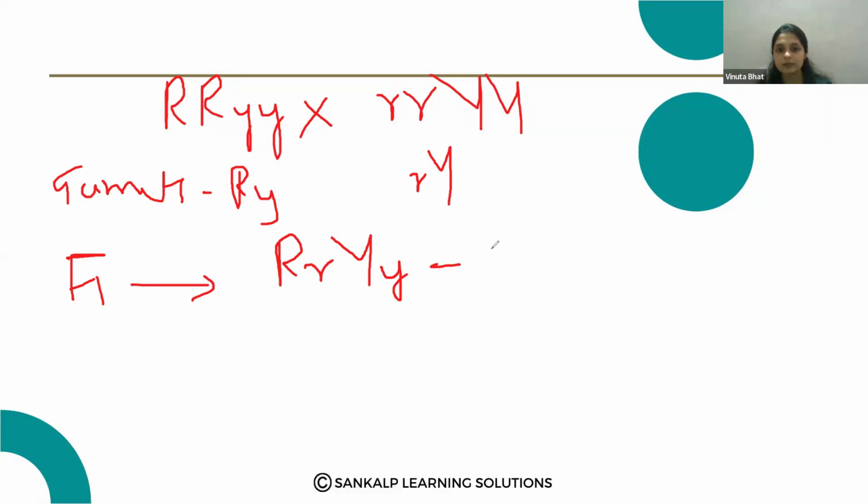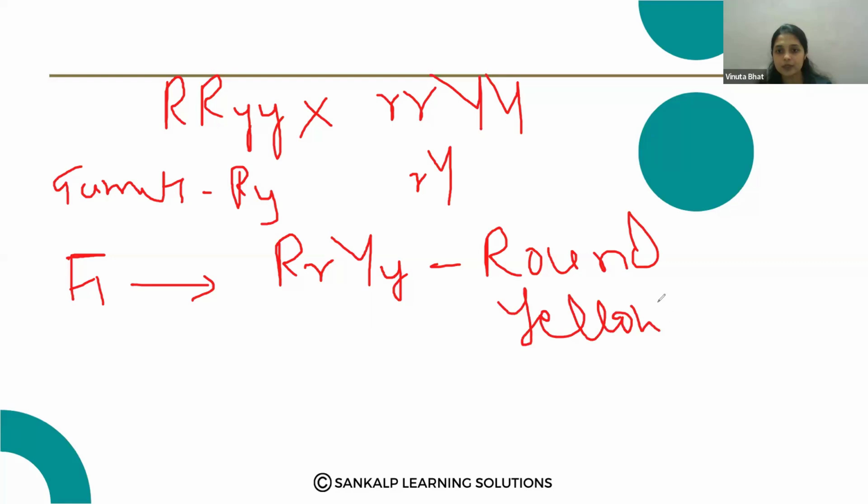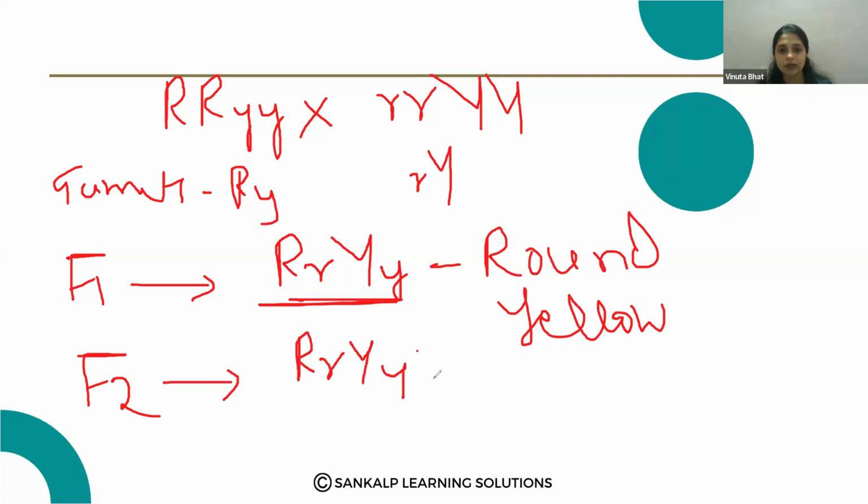All plants are producing round yellow seeds. Okay. So for F2 generation, you have to cross the F1 generation, that is capital R, small r, capital Y, small y, crossed with capital R, small r, capital Y, small y.